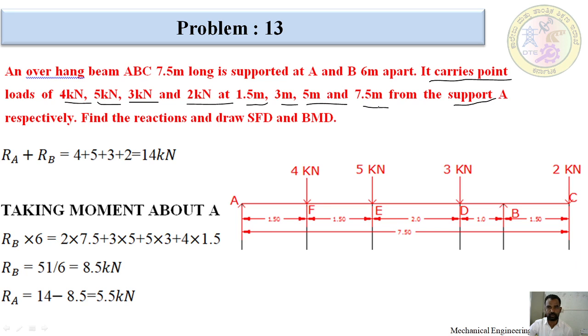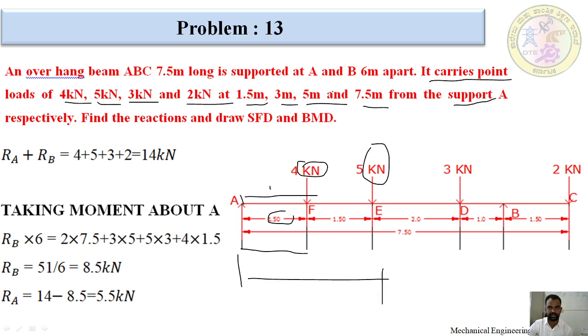First is 1.5 meter. They have given 4 kN. This is the distance of 1.5. We have to take it from A only, from here to here is 1.5. The kilonewton is this one. After that, they have given a distance of 3 meter. We have 5 kN from A only. We have to take from here to 3 meter. This load is 5 kilonewton.